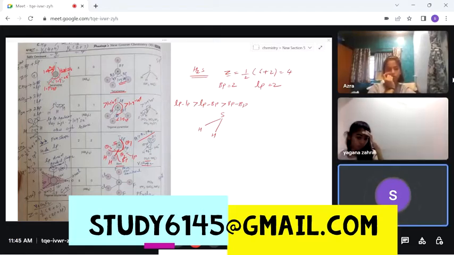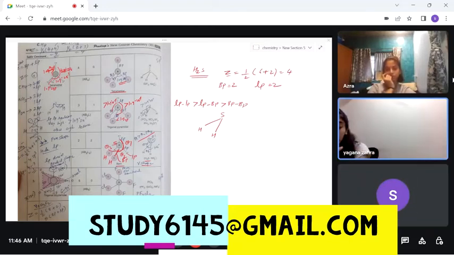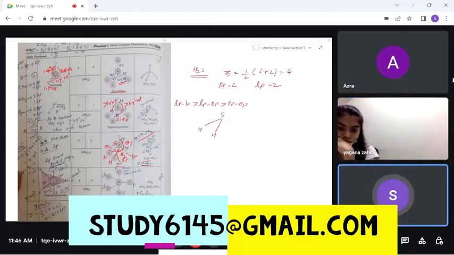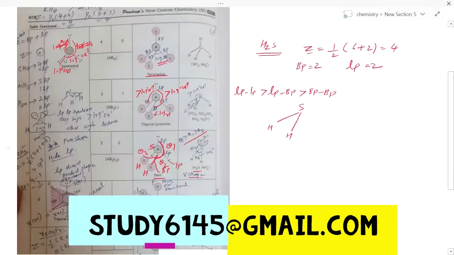Clear? Understood? Easy? The theoretical part we will do later, but at least, because this will require more practice, let's go further. Okay, who will tell me this one? PCl5. What will be the value of Z?